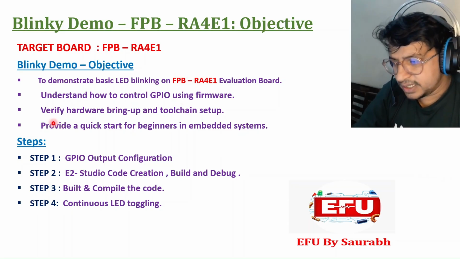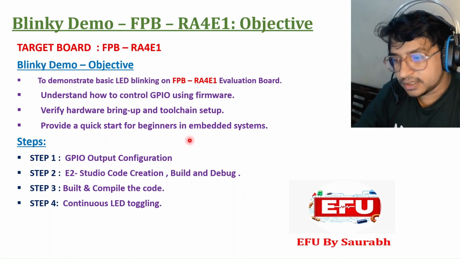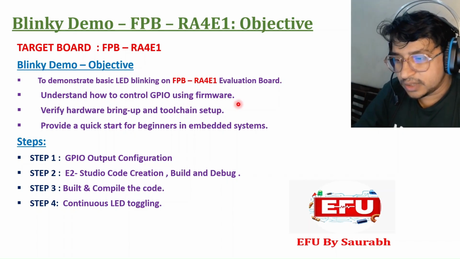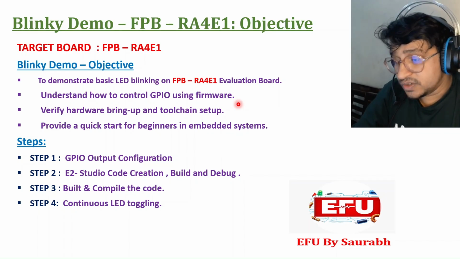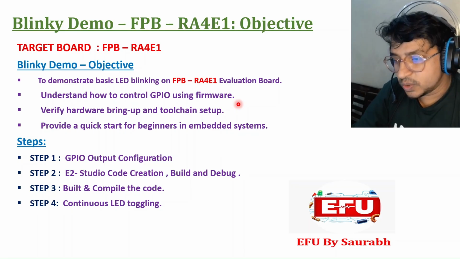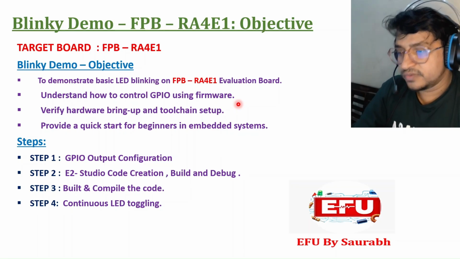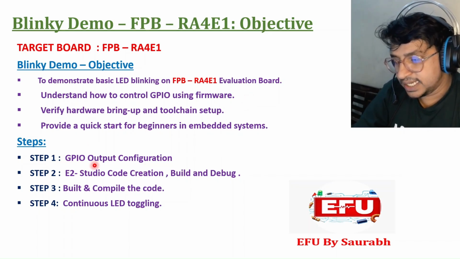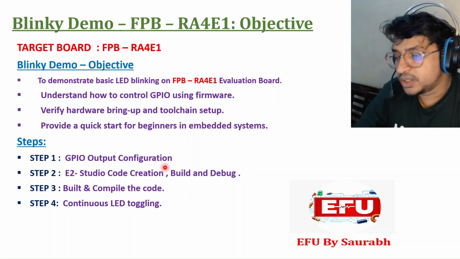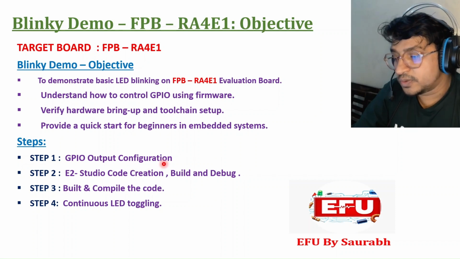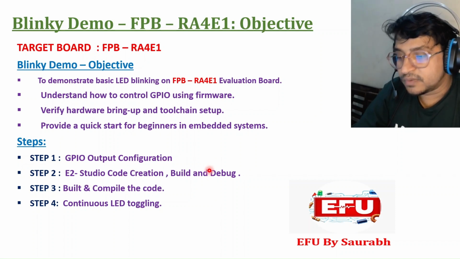My target is to provide a quick start for beginners who are into embedded systems and want to work on Renesas. You can understand how to use GPIO using firmware, which is available in the Blinky code. While creating this code, we will see how to create code. The steps will be input and output, whatever we want to generate. Here we are going to generate output, so configuration of output, starting creation of code, and build and debug.